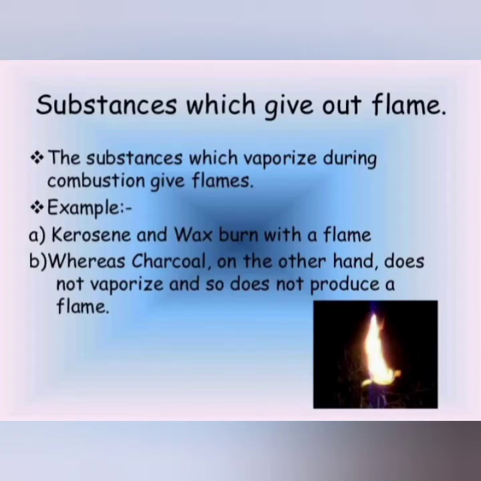And now, what is a flame? The substances which vaporize during combustion give flames. Example, kerosene and wax burn with a flame, whereas charcoal on the other hand does not vaporize and so does not produce a flame. So what is a flame? A flame is a zone of burning vapor. In case of a combustion, two things are happening: melting of wax and changing of the wax into vapor. So when you are burning a candle, the flame is coming out.